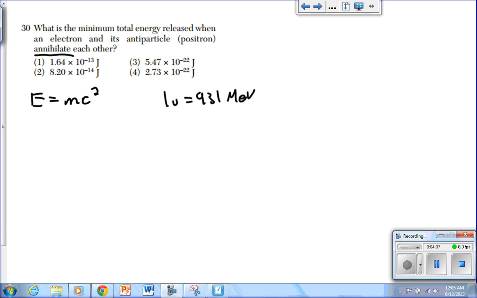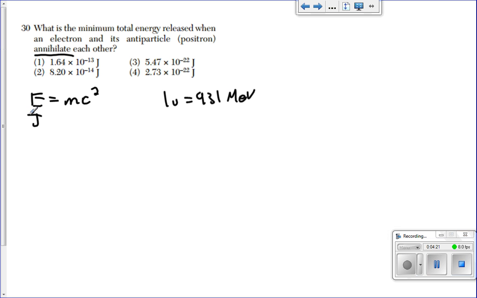As I was saying, we have 2 ways to convert mass into energy. We have E equals mc squared. We also have 1 universal mass unit equals 931 mega electron volts. Right? The units here, we need to use joules for energy and kilograms for mass, whereas over here we're using universal mass units for mass and mega electron volts for energy. Our problem here, all of our energies are in joules, so we should definitely use this E equals mc squared formula and do not use this.